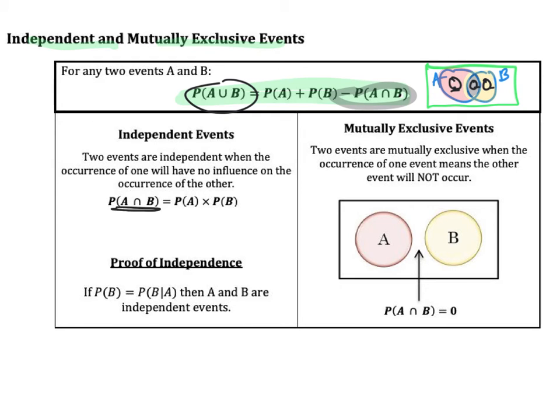For independent events, the probability of A intersection B is just the probability of A times the probability of B. You could also use this proof of independence: if things are independent, then the probability of B should equal the probability of B given that A occurred. Those should be the same thing. Finally, if there's no overlap, the events are mutually exclusive. If there's no intersection, then the intersection equals 0.